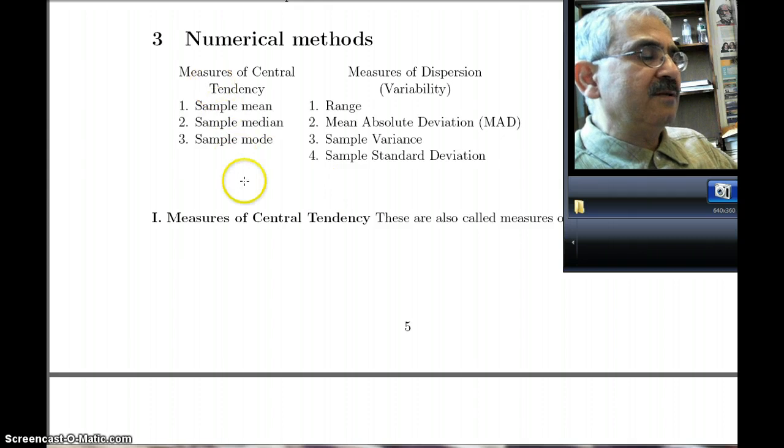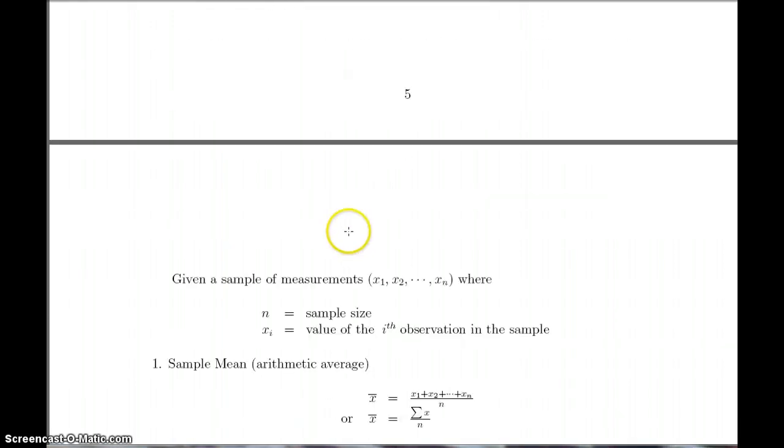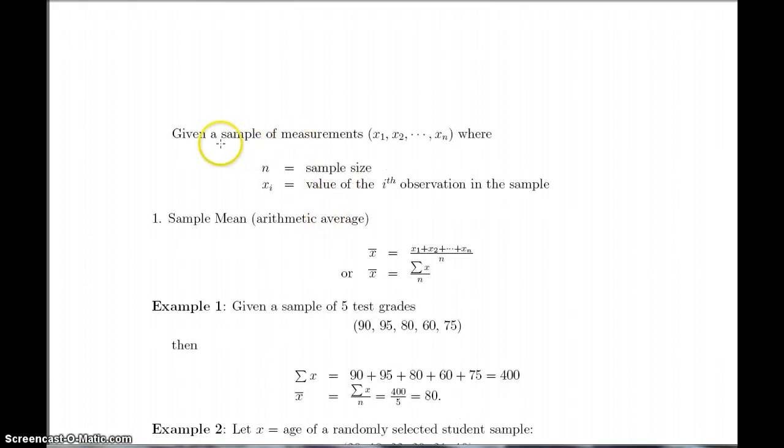So we're going to talk about the measures of central tendency, which are the mean, median, and mode. We're going to start with a sample. Suppose now we have a sample of whatever measurements, but we're going to represent them with symbols. So it's x1, my first measurement, x2, my second measurement, and so on. xn is my nth measurement. So my sample size is n. N is the sample size, and x sub i is the value of the ith observation in the sample.